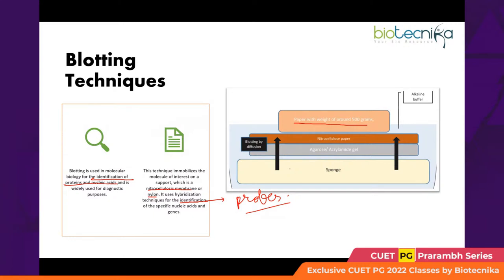Yes, that's right, Vishal. I'll come to it. I'm first giving you a brief idea about the general blotting technique.